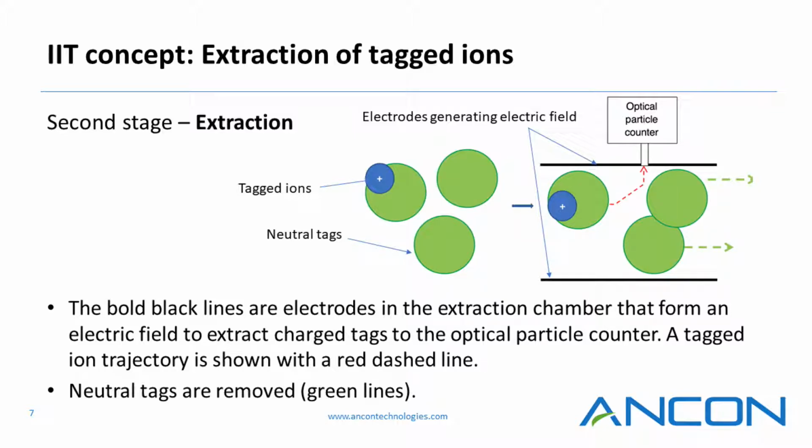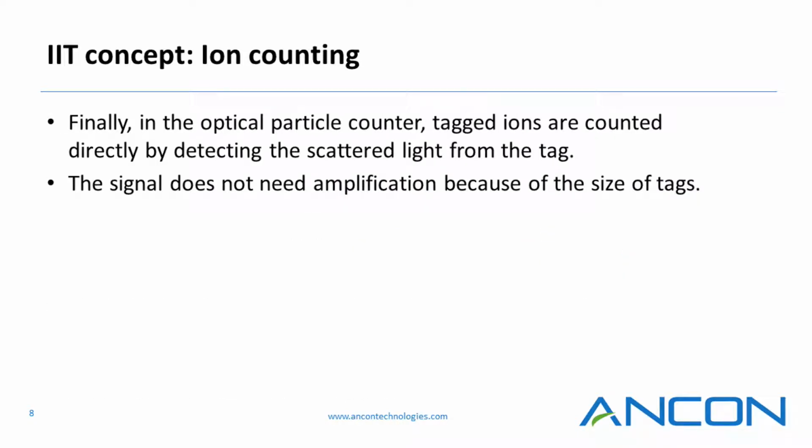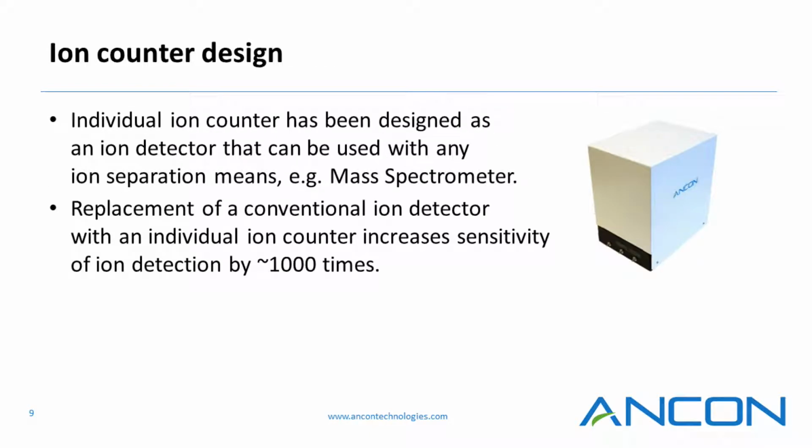The second stage is the extraction of the tagged ions. The bold black lines shown to the right of the screen are electrodes in the extraction chamber that form an electric field. This electric field attracts the charged tags to the optical particle counter, whilst the remaining neutral tags are removed, as shown with the green lines. Finally, with the optical particle counter, the tagged ions are able to be counted individually by detecting the scattered light from the tag. The signal does not need amplification and allows sensitivity of up to 1,000 times greater when compared against the Faraday cup and other methods.